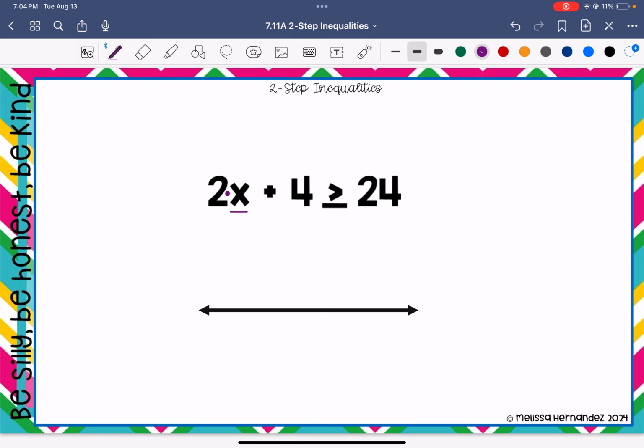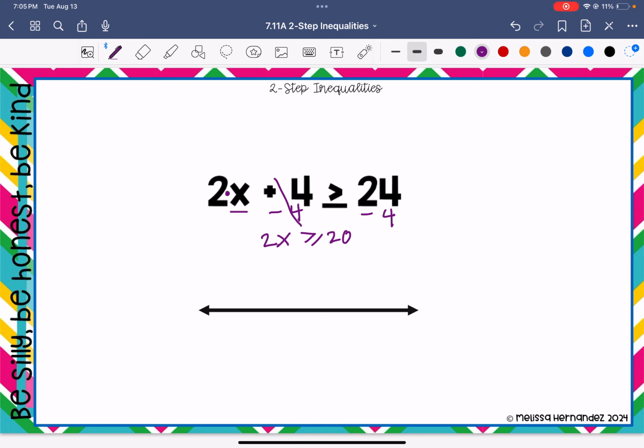So if we're using inverse operation, it just means we're doing the opposite. So we have plus 4. And then if you remember from 6th grade, the opposite of plus would be minus. So we're going to subtract 4 on both sides. So then your new inequality is 2 times x is greater or equal to 20. I don't want to know what 2x is. I only want to know what 1 positive x is.